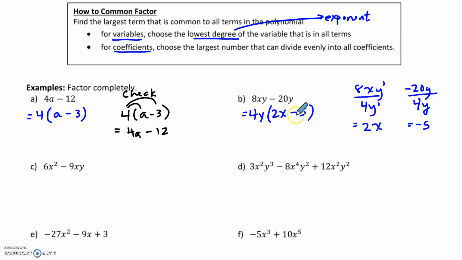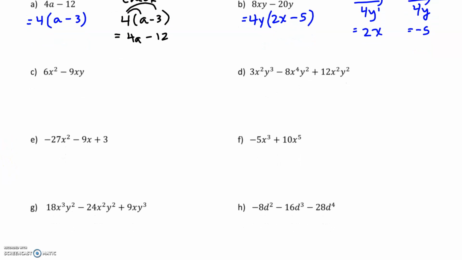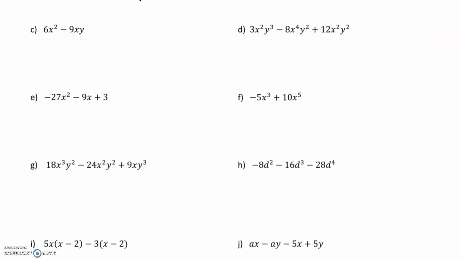4y times negative 5 is negative 20y. So we know we did it correct. All right, let's try the next one. If you're feeling strong on any of these, remember you can always pause the video, try it on your own, and then turn the video on to see if you got the same as me.